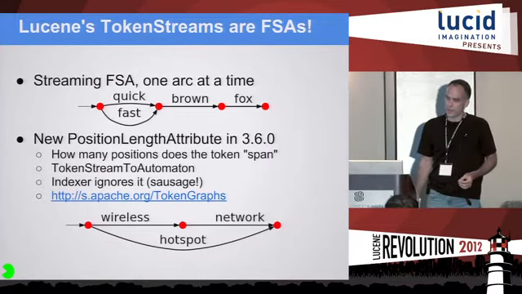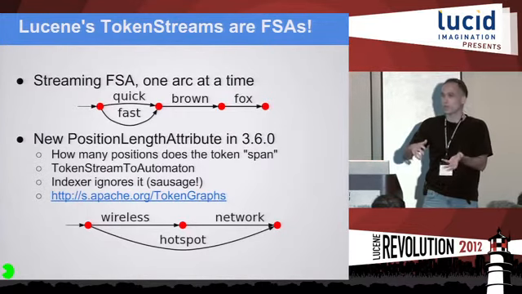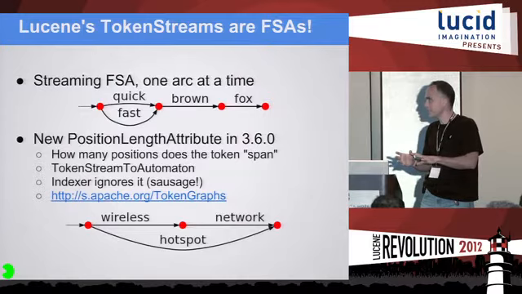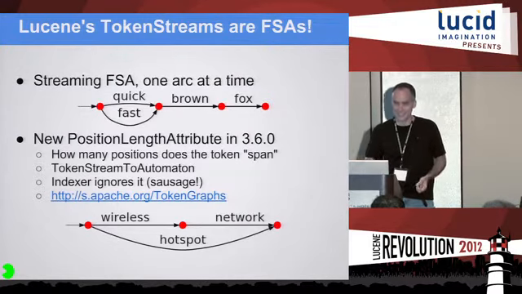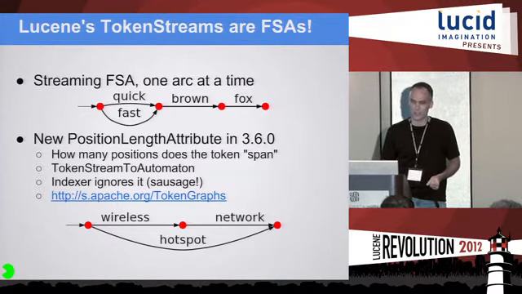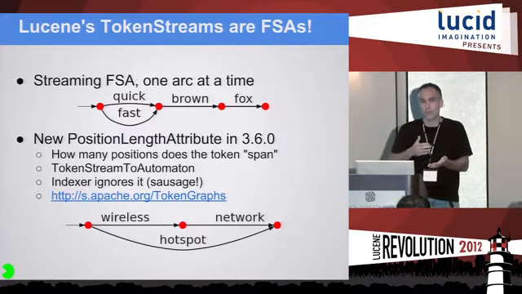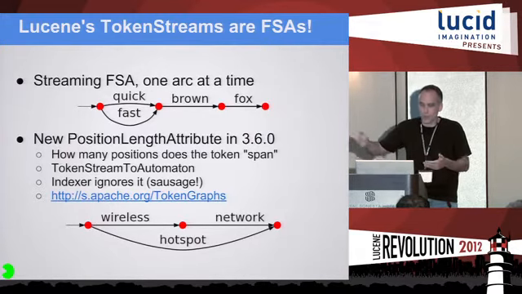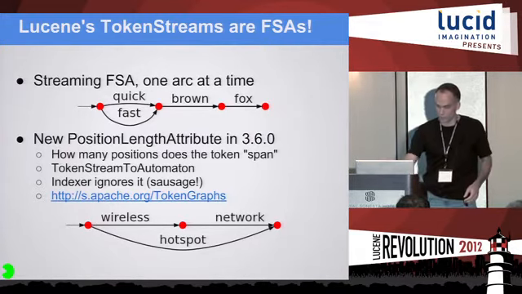We have a useful method to convert a token stream to an automaton. It lives in a patch. It hasn't quite been committed yet, but it's there because the two data structures are actually equivalent. And so token streams are really a streaming FSA. You get one arc at a time, but otherwise it's equivalent with an FSA.